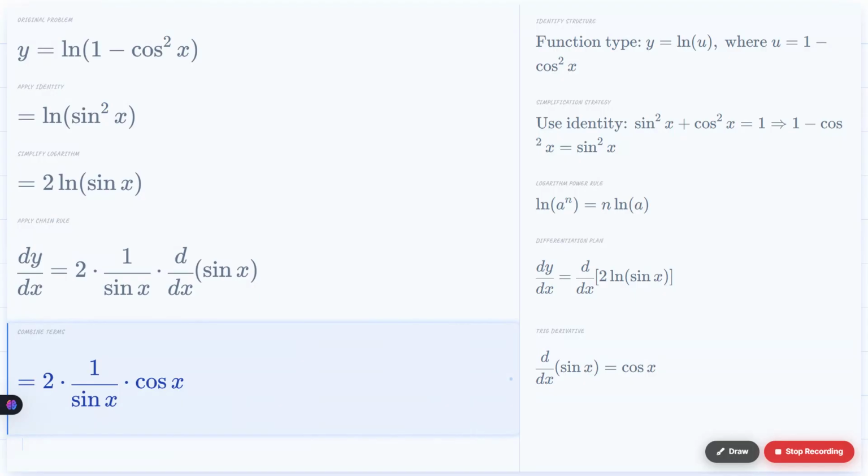We combine the parts to get 2 times 1 divided by sine x times cosine x. We do this to put all our pieces together. We are multiplying the 3 parts we found.